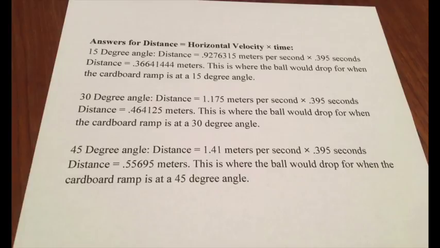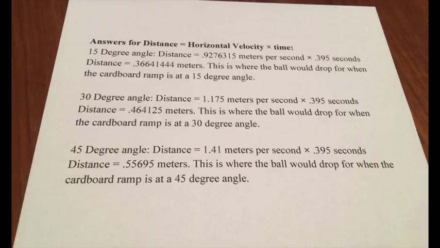When the ramp is at a 30 degree angle, the distance equals 1.175 meters per second times 0.39 seconds. The distance equals 0.464125 meters. This is where the ball would drop for when the cardboard ramp is at a 30 degree angle.